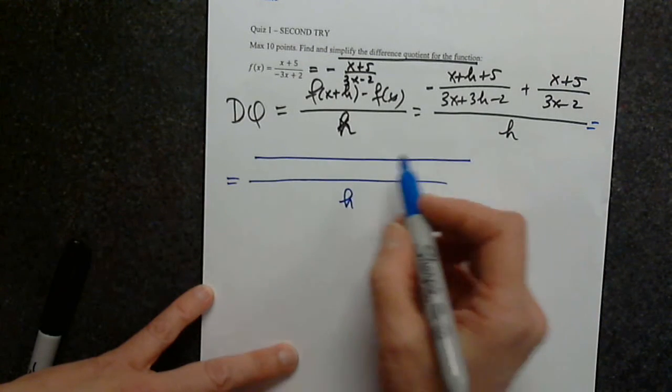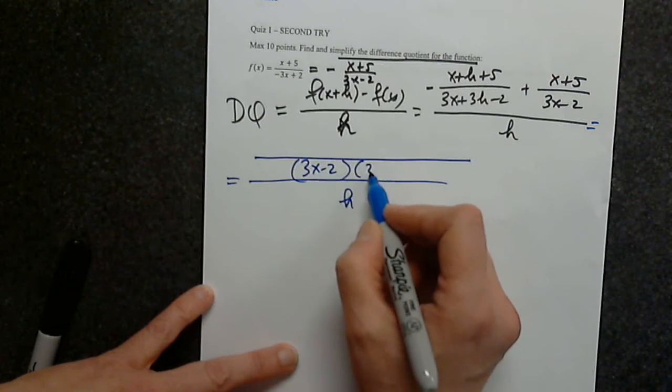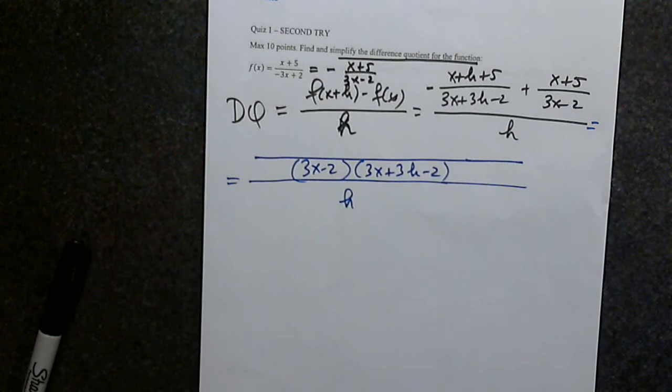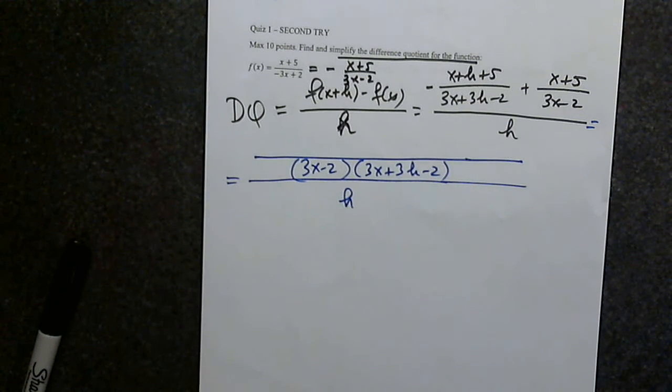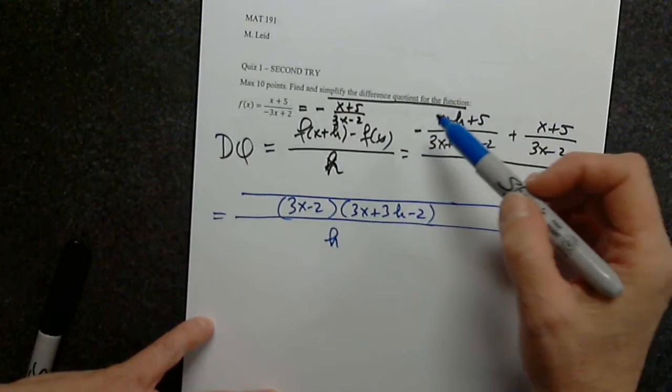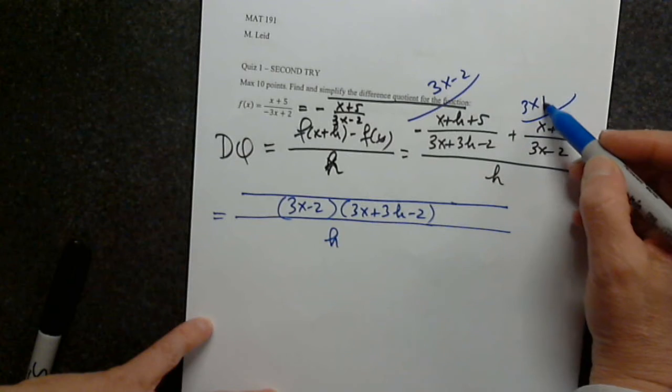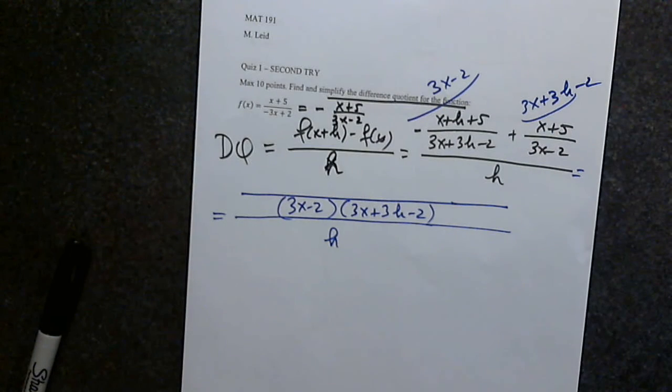So the next step, I find the LCD, and the LCD is 3x minus 2 times 3x plus 3h minus 2. Remember, the denominator will not go away. These two factors will not disappear. When we put the limit in front, something's going to change, right? But it cannot disappear. So this numerator needs to be multiplied by 3x minus 2, and this numerator by 3x plus 3h minus 2, because we cannot add the numerators without making those adjustments, right?